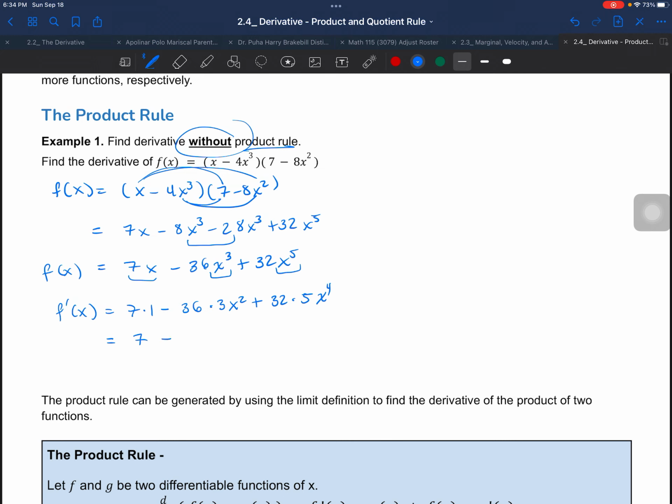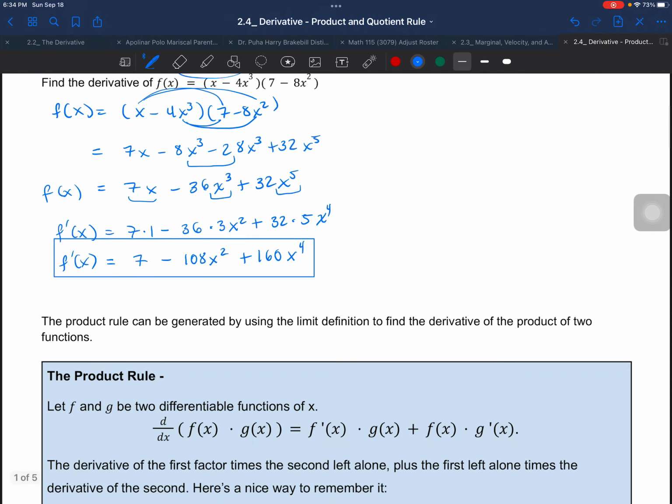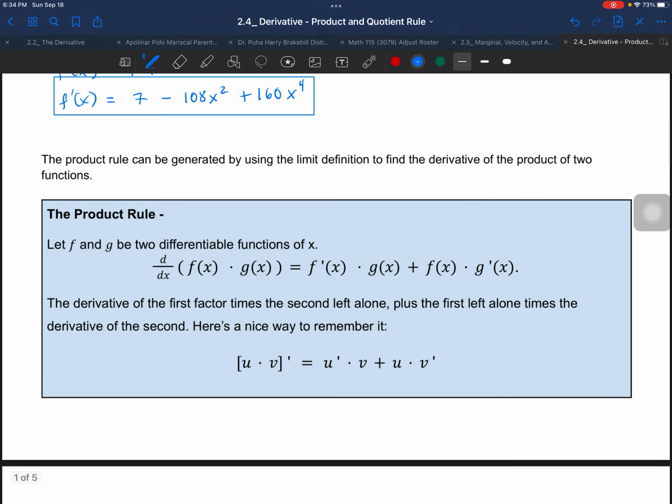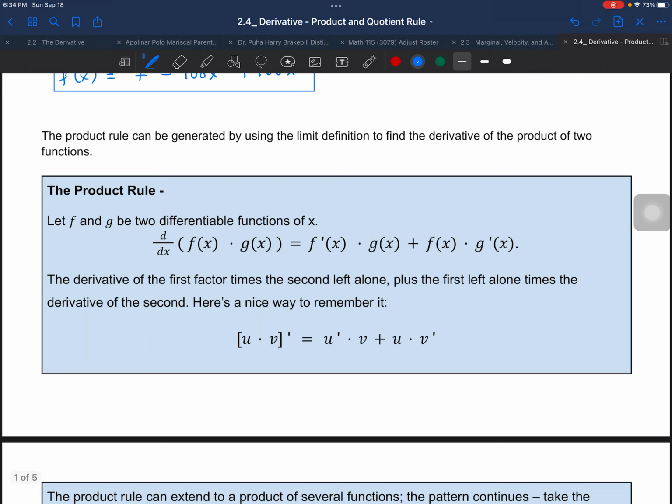And then we would simplify this: 7 minus 108x squared plus 160x to the fourth. So here is an example of finding the derivative of the function without using the product rule. Right. So we'll come back to this one later on, just to compare it to when we actually use the product rule. So what is the product rule?